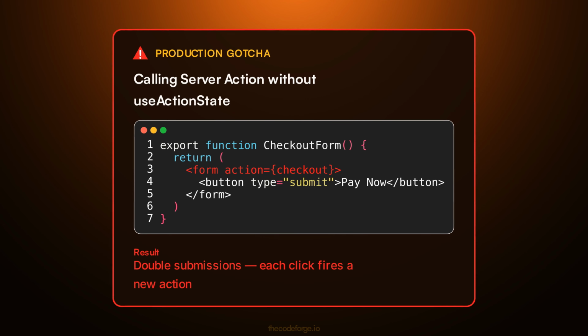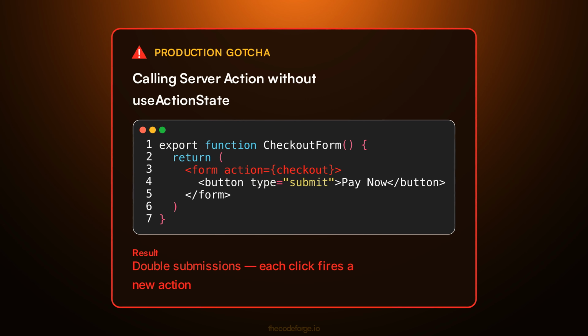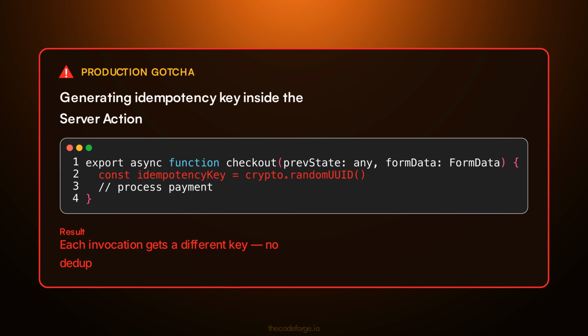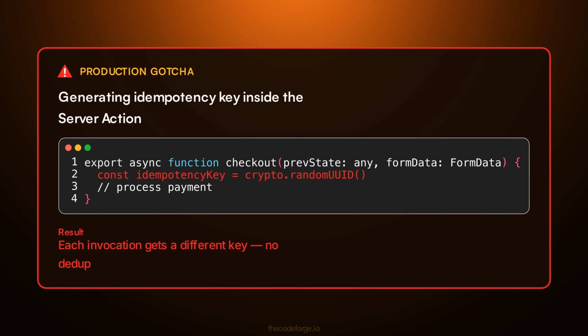Without useActionState, there's no pending state. Each click on the submit button invokes the server action independently. If a user clicks twice quickly, 2 payments are processed. If the idempotency key is generated inside the server action, each call gets a new key. The server cannot deduplicate, so double submissions still process.